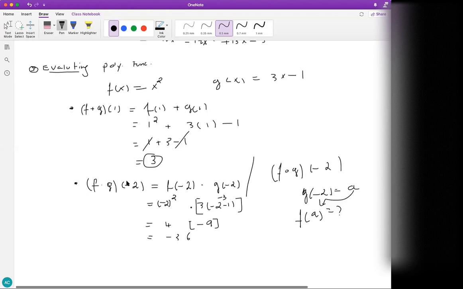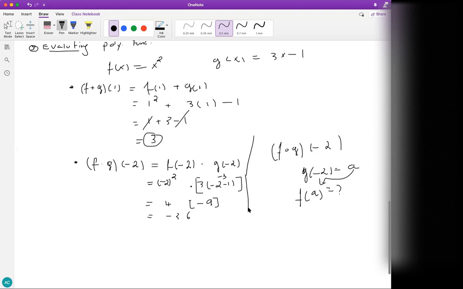Okay, so that's how you evaluate functions. It could be two functions here, could be more, could be f times g times k times h, it works the exact same way. Just evaluate each one individually, and then either add them or multiply, depending on the question. Again, do not confuse this with the composition of functions.